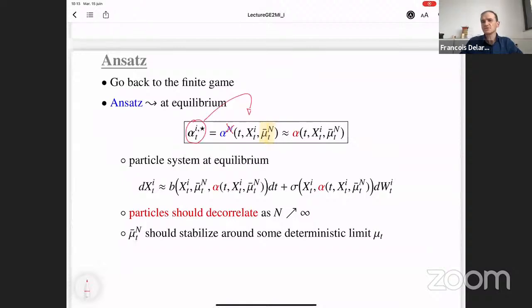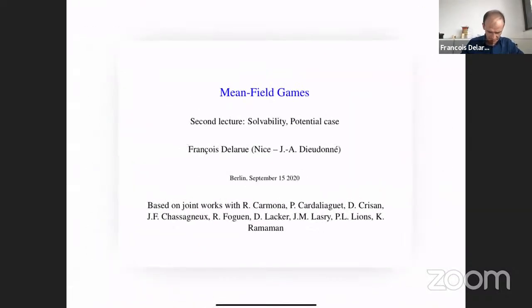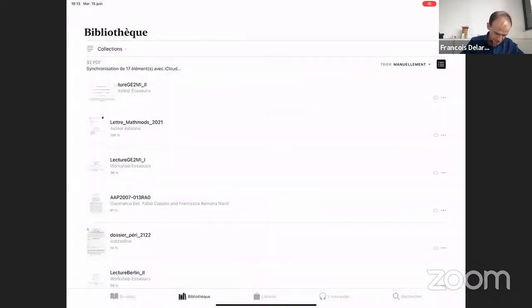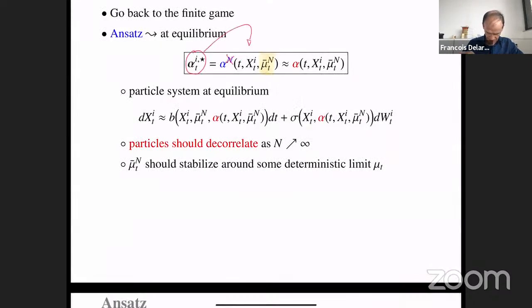But this is an intuition to say that asymptotically, the feedback function is going to stabilize, as a function of the private state of the player and the state of the population. And so this was enough to say that if you make this assumption, then certainly you can guess that in the limit at the equilibrium, the state of the population is going to converge to something. And in particular, the empirical distributions themselves are going to converge to some theoretical distribution. And this is the key point.